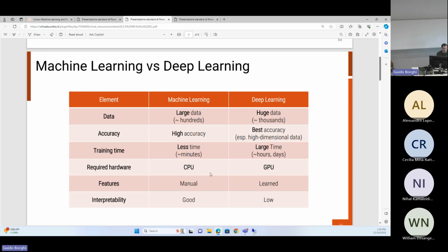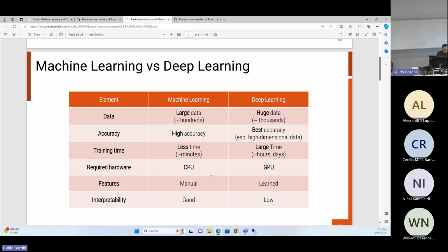Finally, there is a line about the interpretability of the methods. We can say that machine learning has a good level of interpretability. We can understand why, for example, we have a specific output of a machine learning algorithm, while with deep learning it is much more complex. Usually, we are not able to understand why a convolutional neural network outputs a specific classification or a specific value if we have a regression problem, since it's too complex to see what happens inside the deep learning architecture, the deep learning network.